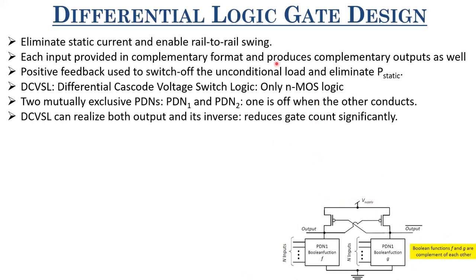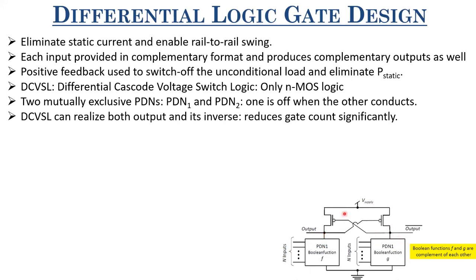So only NMOS logic, I mean, that means that the pull-down network is only NMOS. In a pull-up, it's PMOS as well. Don't confuse with that, sorry. Okay, so here we have 2 pull-down networks. One is PDN1, which realizes Boolean function F, and there is PDN2, which realizes Boolean function G. And F and G are complement of each other, and therefore, these 2 pull-down networks are dual of each other. And here we realize output, and here we realize output bar.